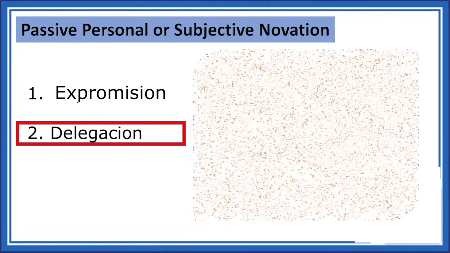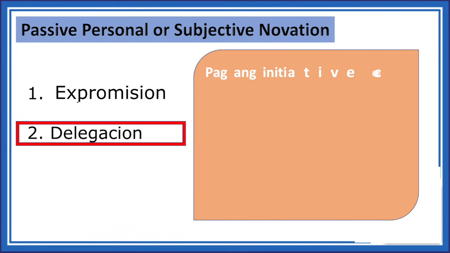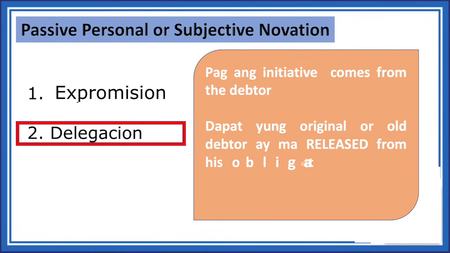Pag delegation naman, ito naman yung substitution pa rin nung person ni debtor, pero yung initiative comes from the debtor himself, siya mismo. Kasi yung expromission from a third person, pag delegation, yung initiative comes from the debtor. Kaya nga delegasyon, di ba? Siya ang nagde-delegate sa ibang tao to pay the debt or the obligation and excuses himself, di ba? In return, dahil nag-introduce siya ng ibang tao to pay his obligation, he will be released from the obligation to pay or to fulfill that obligation.